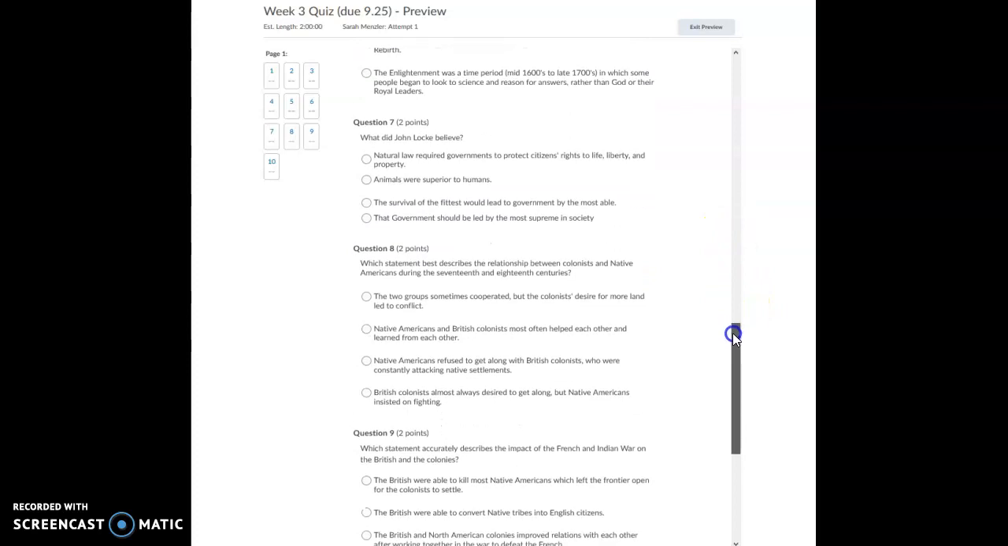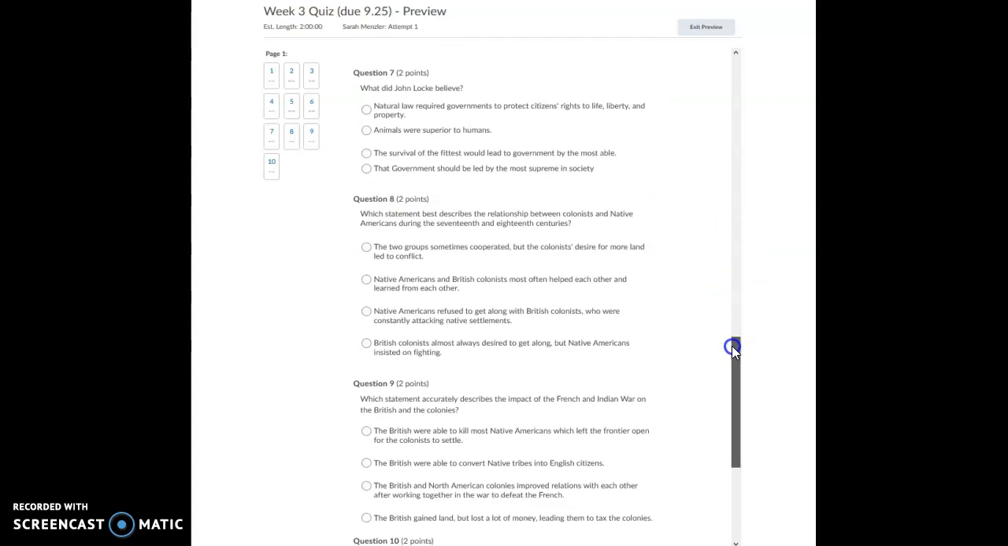Question number 7. What did John Locke believe? Did he believe natural law required governments to protect citizens' rights to life, liberty, and property? Did he believe animals were superior to humans? Did he believe the survival of the fittest would lead to government by the most able? Or did he believe that the government should be led by the most supreme in society?